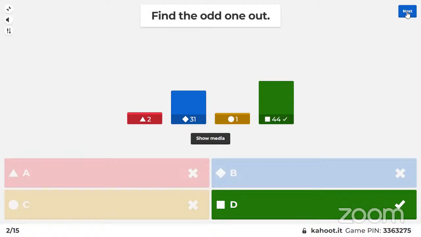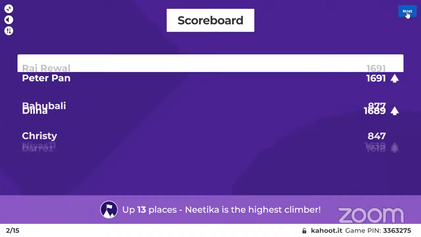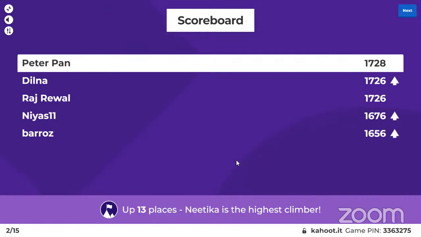So after two questions, let's see the scoreboard. Will there be any change? Yes, there is a change. Peter Pan comes to the first place with 1,728 points. Dilna comes to the second position with 1,726 points. Raj Rival at 3 with 1,726 points. Nias 11 at fourth place with 1,676 points. Burrows at fifth with 1,656 points.